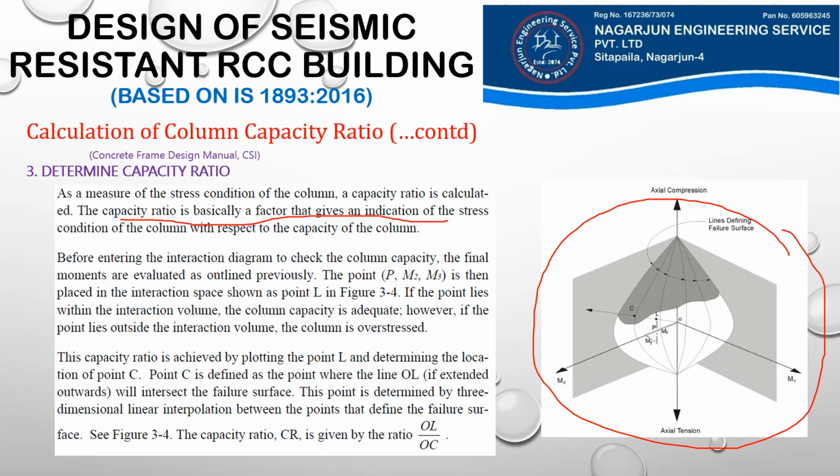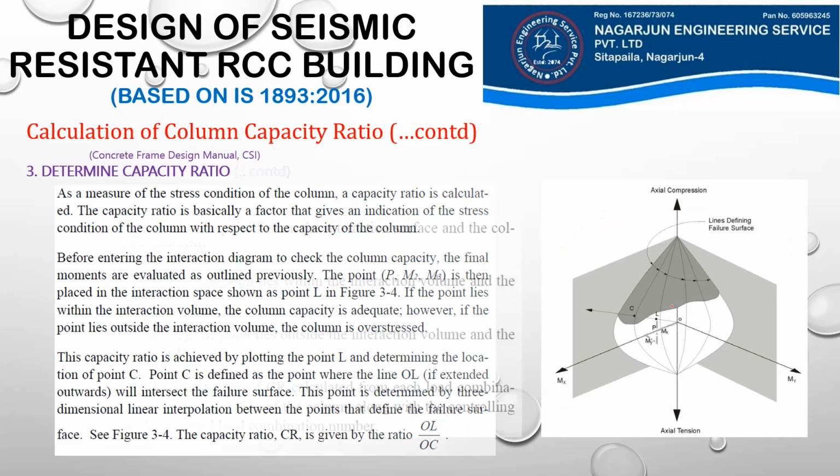Before entering the interaction diagram to check the column capacity, the final moments are evaluated as outlined in our previous slides, and then this value of points is plotted in the interaction space, which is the value of this L. And we extend this OL line, which passes through the origin, up to this point C, which lies on our interaction surface here. And our capacity ratio now will be OL by OC. OC is the line from origin to the interaction surface, and OL means the line from origin to the values of our forces. And capacity ratio is given by OL by OC.